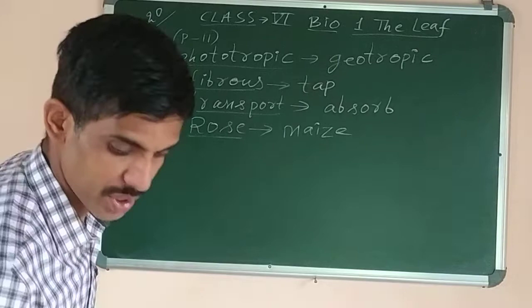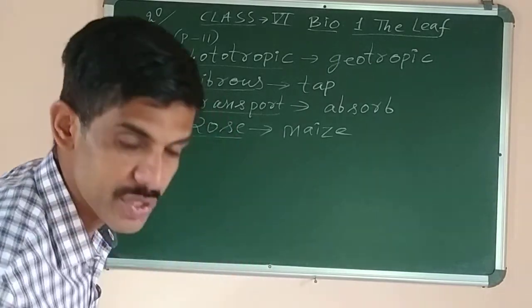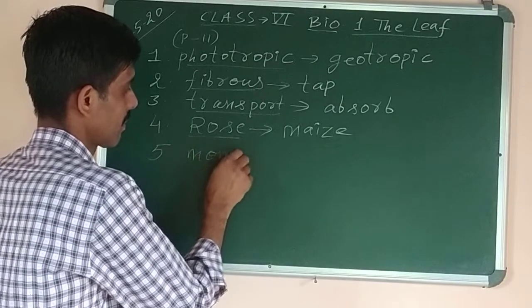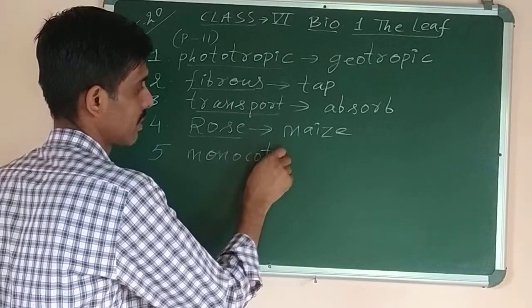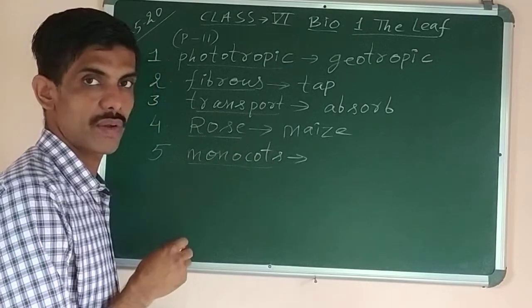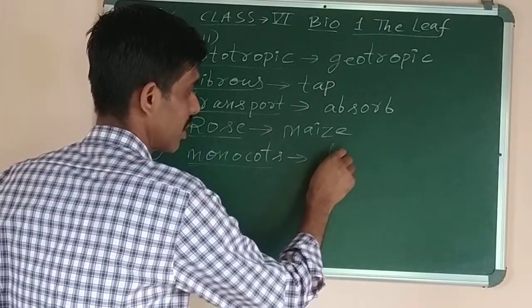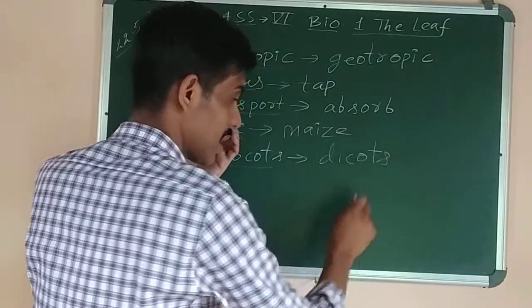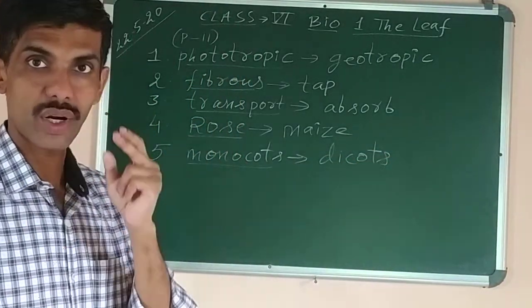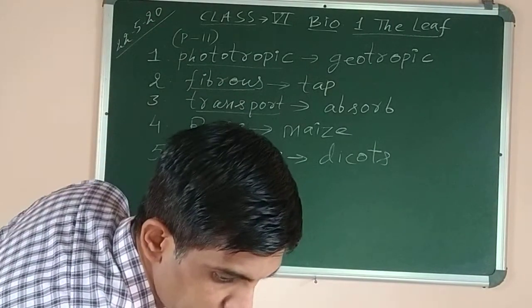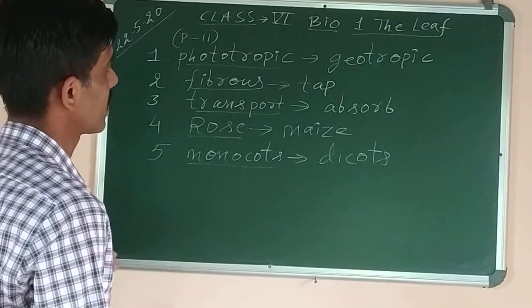Then the next one, question number 5. Taproot system is found in monocots. Monocots is underlined. So what do we have to write? It should be dicot. Taproot system is found in dicotyledonous plants, meaning the plants which have 2 cotyledons in their seeds. Okay. So this one is complete.